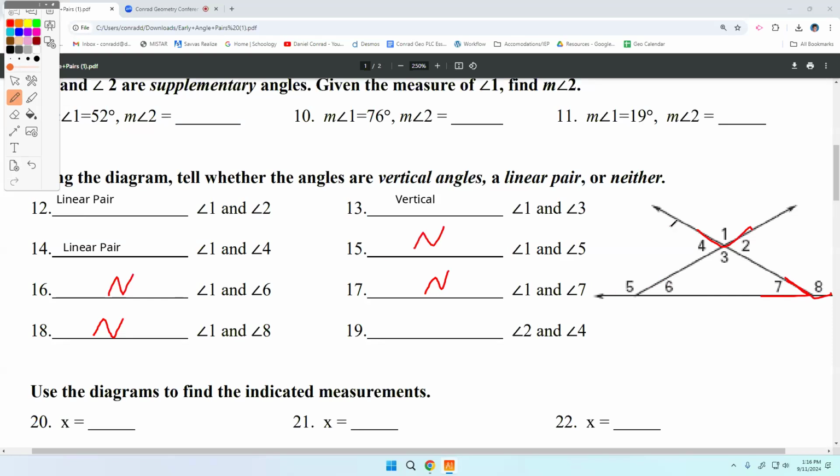Okay, but 2 and 4, right? You have 2 lines intersecting. You have 2 and 4 on opposite sides, across from each other. That one is going to be vertical. All right. Let's look at the next section.